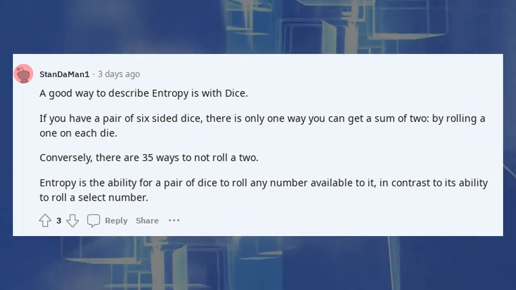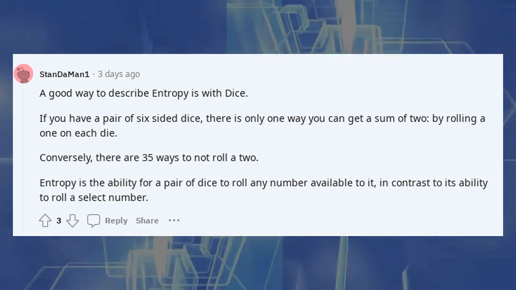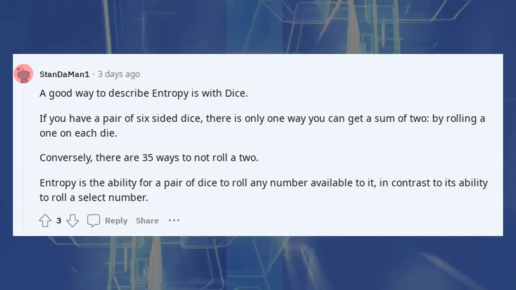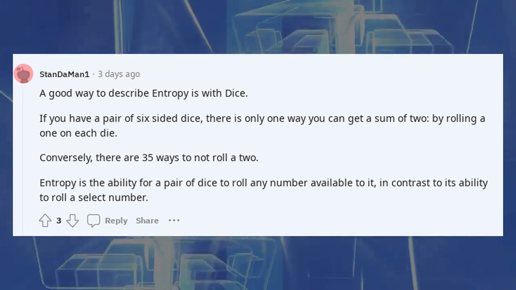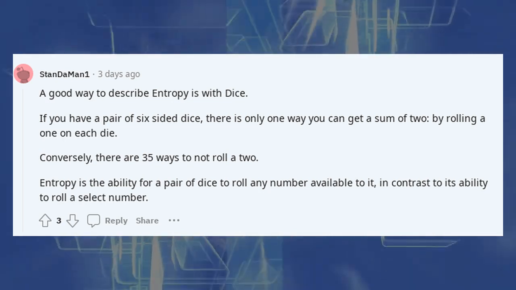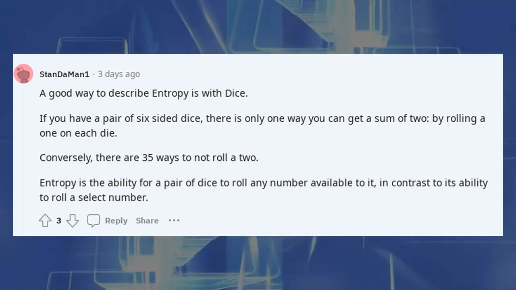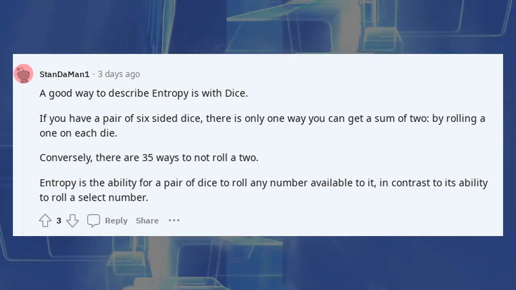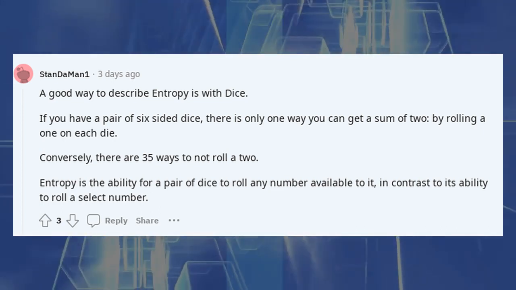A good way to describe entropy is with dice. If you have a pair of 6-sided dice, there is only one way you can get a sum of 2, by rolling a 1 on each die. Conversely, there are 35 ways to not roll a 2. Entropy is the ability for a pair of dice to roll any number available to it, in contrast to its ability to roll a select number.